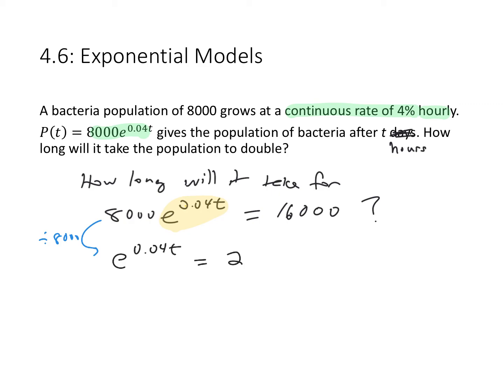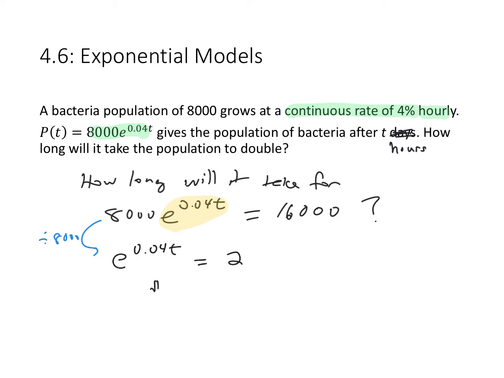equals 2. And so that step is interesting because it points out that if we're trying to find the doubling time for a population, the initial population doesn't actually matter. After the first step, we'll always have this equation, e to the 0.04t equals 2. So regardless of what the starting population was, the time it takes to double will be the solution to this equation.